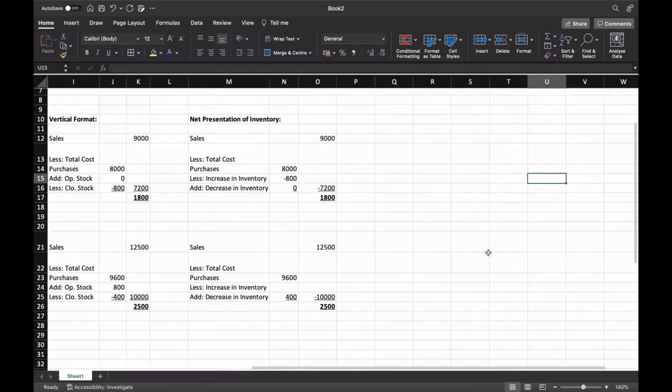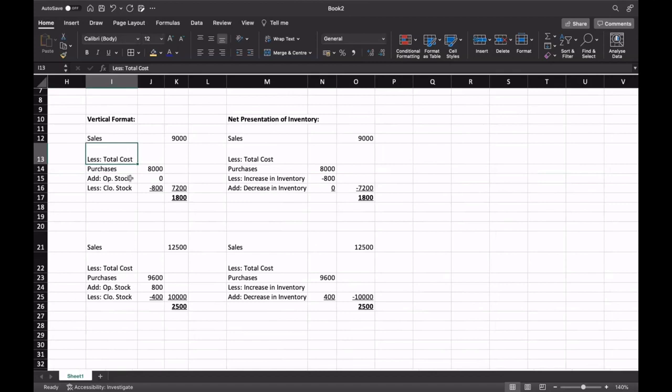Now let's focus only on these two. Okay. Now if you look at here, total cost, purchases is 8,000. There is no opening stock, but there is a closing stock. Now if you compare the opening stock with closing stock, opening stock is 0, closing stock is 800. So what happened to the inventory now? Inventory increased or decreased? Inventory increased. Okay. When inventory increased, what was the effect? What happened to your total cost? Originally, it should have been 8,000. But because of increase in inventory, the total cost has come down, right?